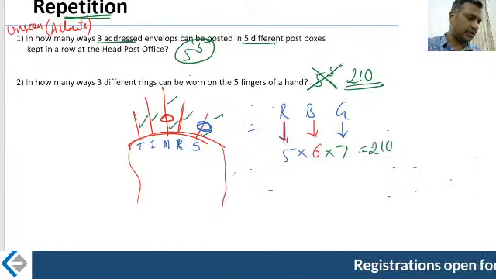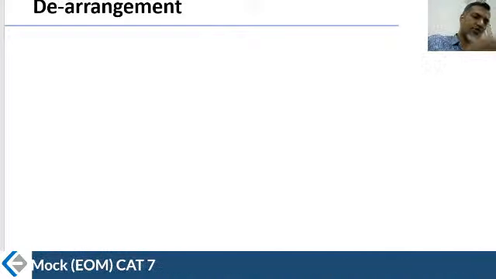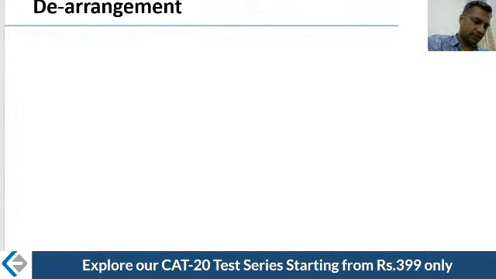We'll do one last part here, derangement. 5 more minutes, 5 to 10 minutes, and we are done with that. Let me explain what is derangement. Let's go back to the envelopes, the addressed envelopes and the letters.